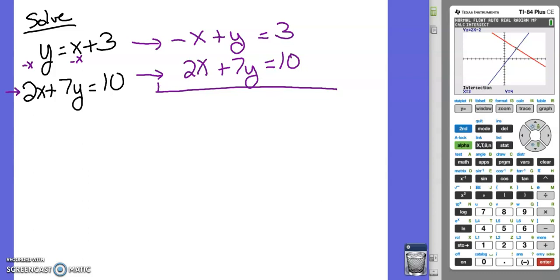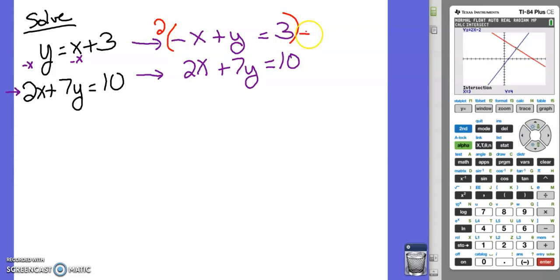And so what I'm going to do is I'm going to kind of think ahead. What would I need to do if I wanted to eliminate the x's or y's? It doesn't make a difference. Well, let's say I want to eliminate the x's. So if this was a 2, then the x's would eliminate. So if I wanted to cross out the x's, what I'm going to do is multiply this whole thing by 2. Remember, what you do to one side, you have to do to the other side.